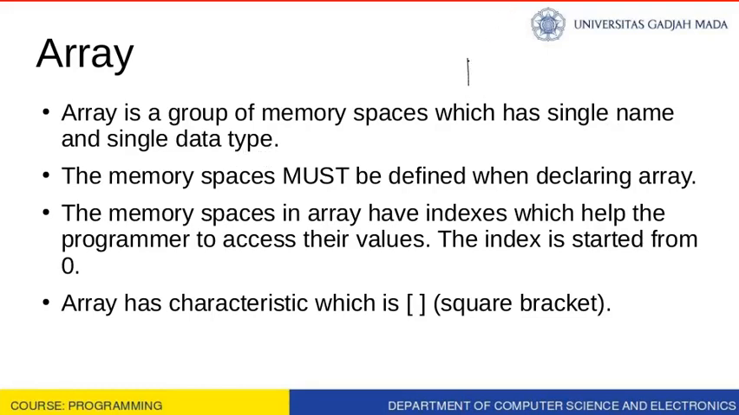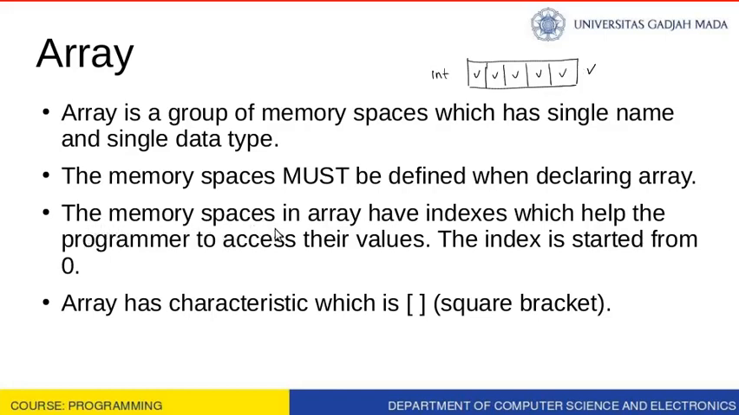So it is a group of memory spaces. So I will illustrate with this a number of memory, and it will be considered as a group, and it will have name and a data type, suppose like integer, float, and other data type. And then the memory spaces must be defined when declaring array. So the number of this memory space should be defined when we are declaring the array.